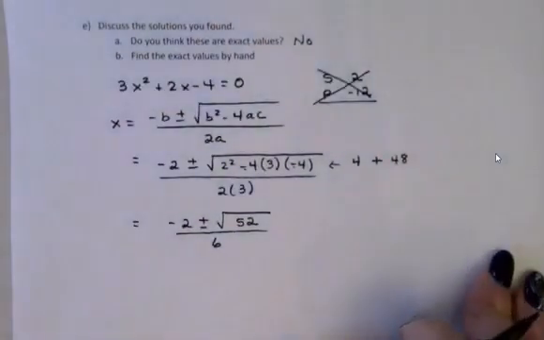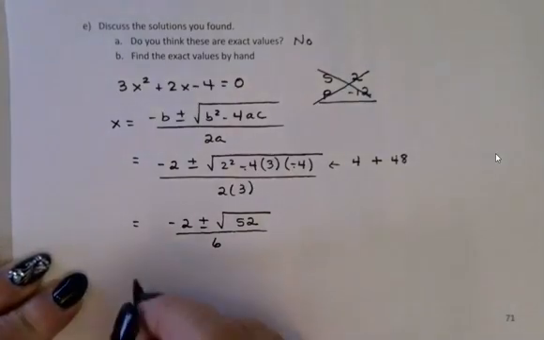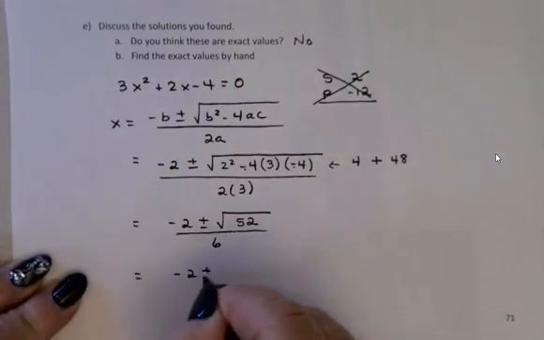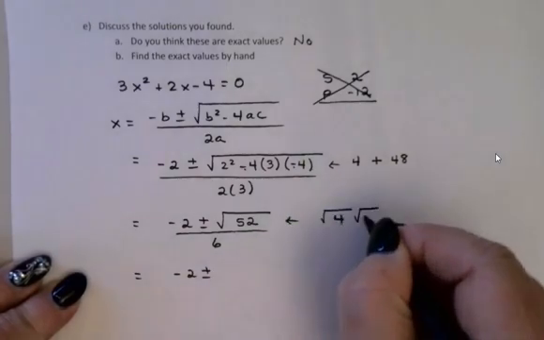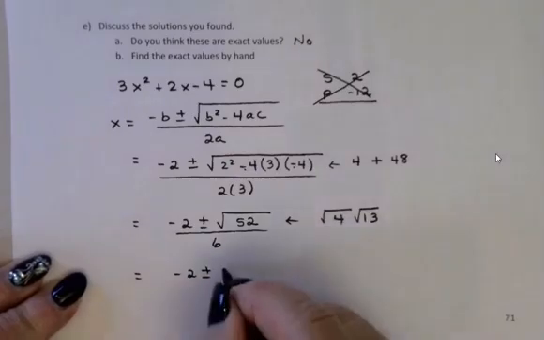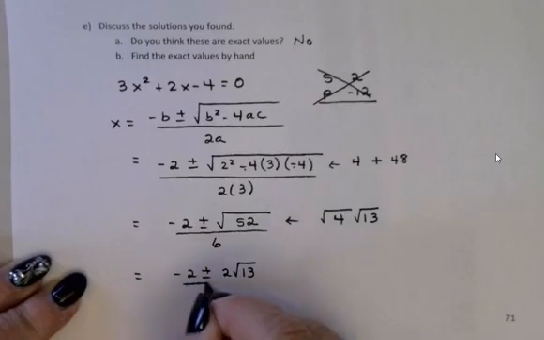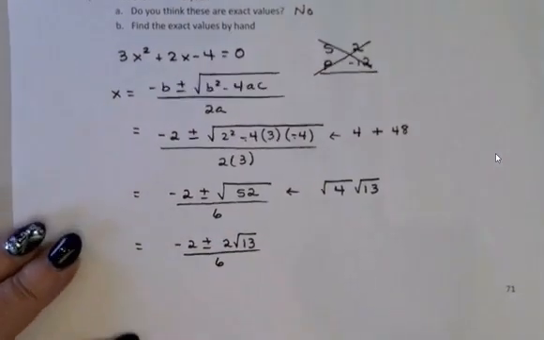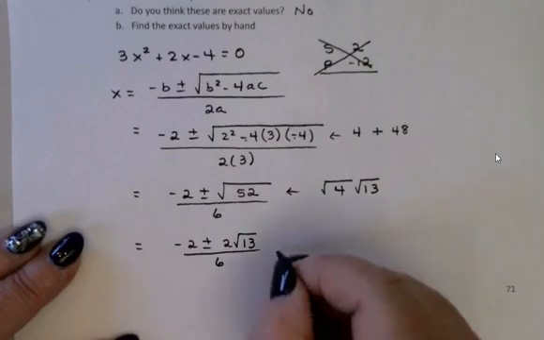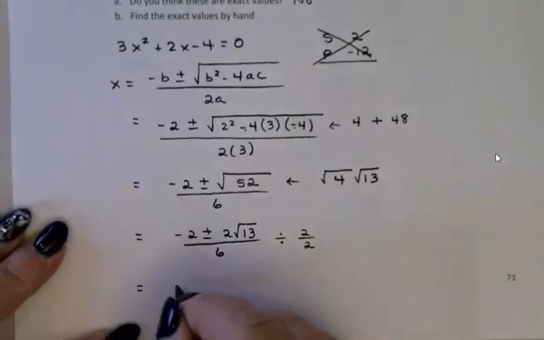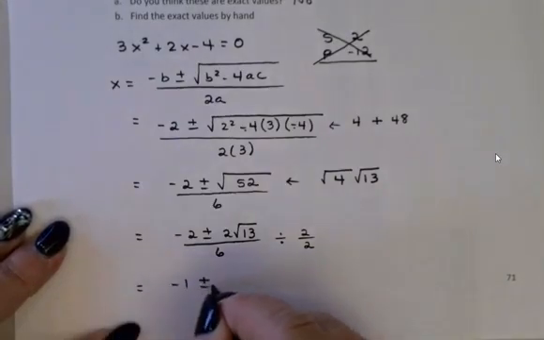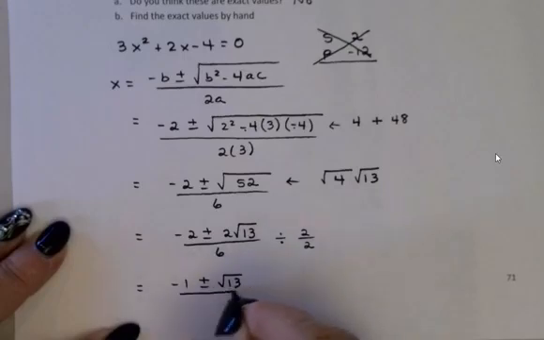If all I wanted to do was check my decimal values, I could actually put this in the calculator right from here. But just for a little practice, we haven't done it for a few sections, let's go ahead and simplify this first. I'm going to break that 52 down as the square root of 4 times the square root of 13. So that would be 2 times the square root of 13. And I notice that every single term is divisible by 2. So I'm going to divide by the form of 1, 2 over 2. And I'll get negative 1 plus or minus the square root of 13 over 3.